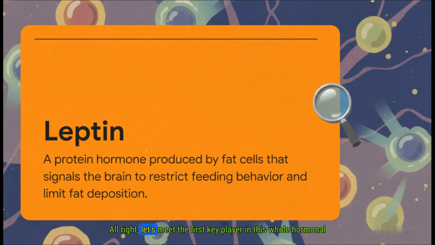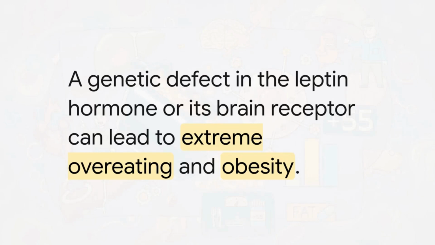All right, let's meet the first key player in this whole hormonal conversation, leptin. Leptin is produced by your fat cells, and it's basically the "I'm full" hormone. Think of it like a text message that gets sent to your brain saying, hey, we've got plenty of energy stored down here, you can cool it with the eating now. So here's the million-dollar question. What happens when the brain just stops listening?